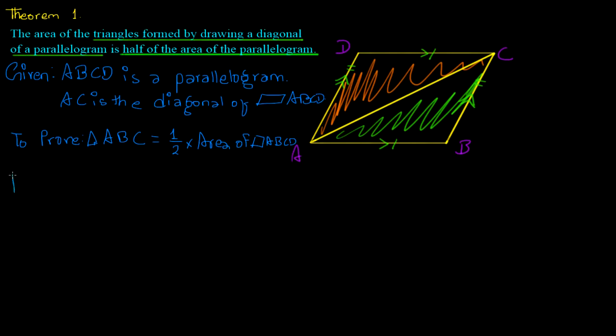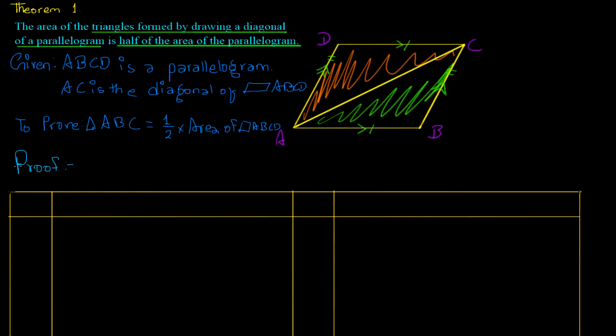So we can write proof, and in order to prove we need to develop a table. So let me draw a table, and drawing a table makes it easier for us to know how the theorem is proven. Go ahead and draw this table, and we'll write here number, here statement, and here reason.